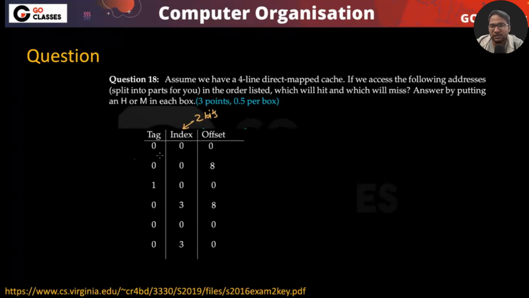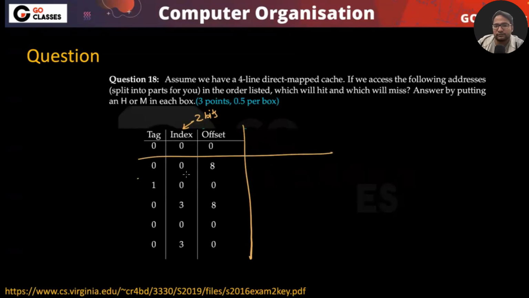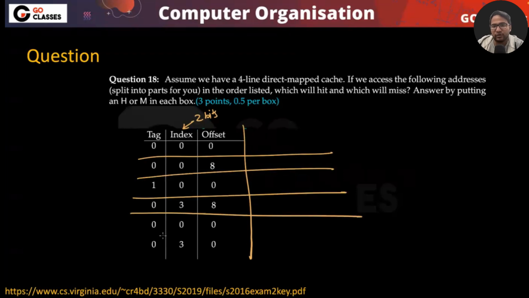And then what they're saying is, no other information is given. If this is the address you are accessing, then initially tell me what will happen. Initially you are going for line number 0. You are interested in line number 0. Will it hit or miss? Initially the cache is empty. Obviously it will be a miss, right? Now again you are going to line number 0. Now you tell me, it will be a hit. Why? Because you have just put the tag 0, right? Currently it has the tag 0. That's why it is a hit.